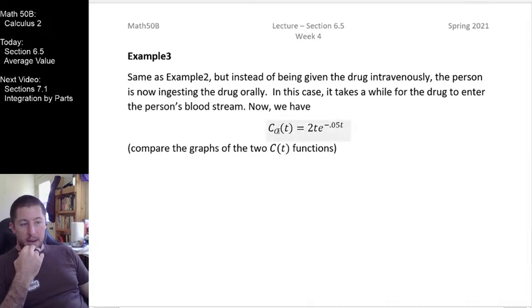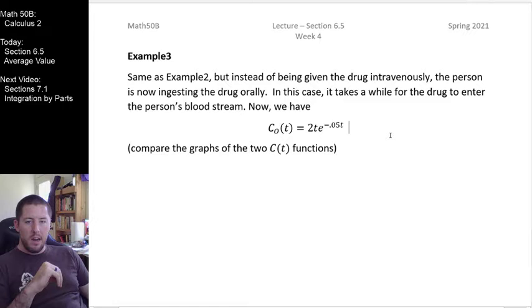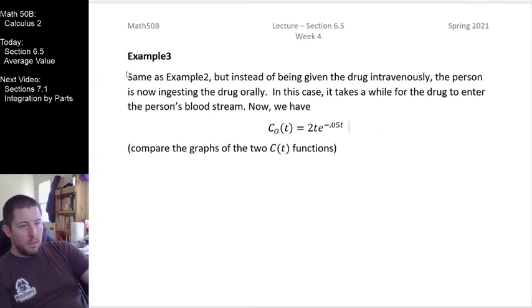So by the way, notice now we have C sub O for our oral versus our intravenous right here. Our concentration still in milligrams per liter. And now I want to ask the exact same thing. How long does it take for the average to be 5? It's the same question, right? So I'll just say here, same as example 2.